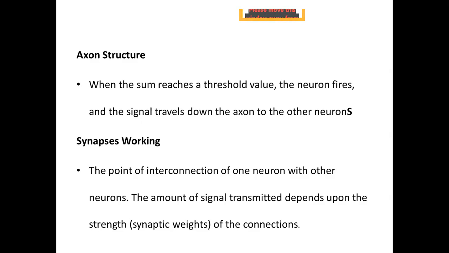And the synapse works like this: it is the point of interconnection of one neuron with other neurons. What about the interconnection between both the neurons? It is said to be the synapse. And also, the amount of signal depends upon the strength of the connections between the neurons.